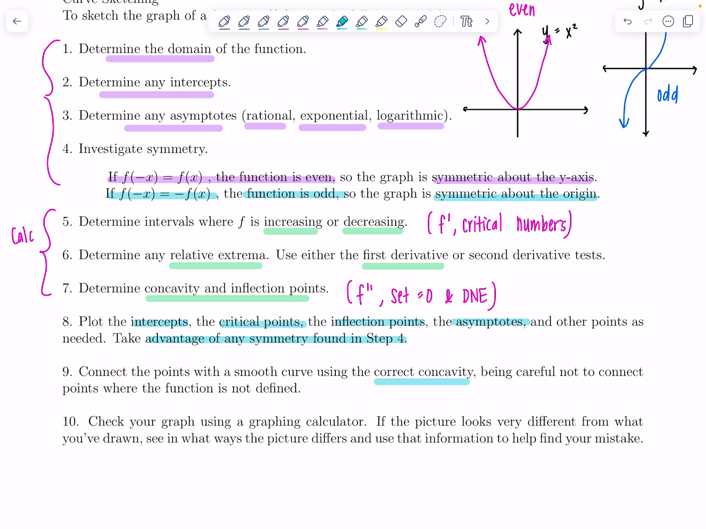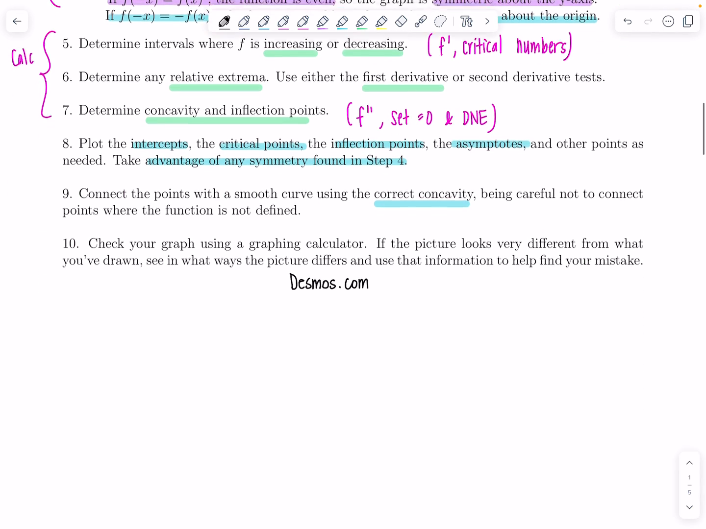And then at the end, you're new at this, so check it using a graphing calculator. I recommend going to desmos.com. They also have an app, and you can verify that you graphed correctly. Not that you'll be allowed to do so on an exam, but it just gives you an idea, okay? All right, let's hop to it.